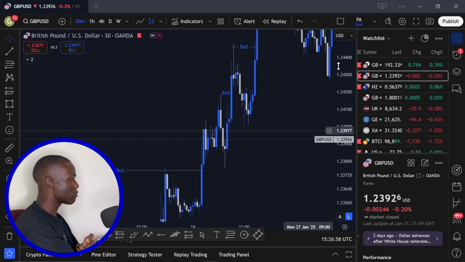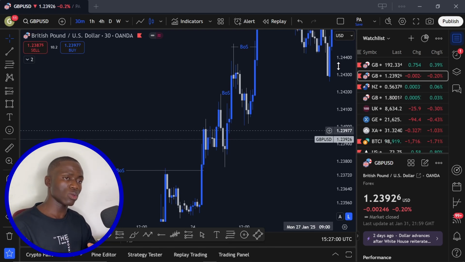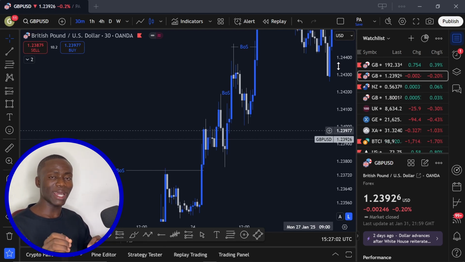Now, when I'm identifying my demand level, there are some things I look into. The first thing I look into when identifying the demand level is simply momentum. What I mean by momentum is that from that area where the market created a demand, there should be a decisive move away. It shouldn't be some sluggish ranging system around the area. So I always look at decisive movement. And secondly, I also look at candlestick rejection around that level as well.